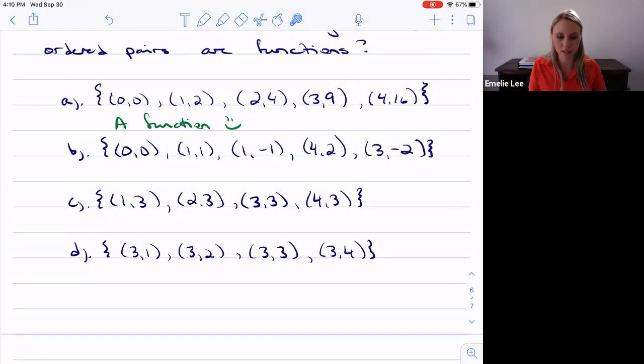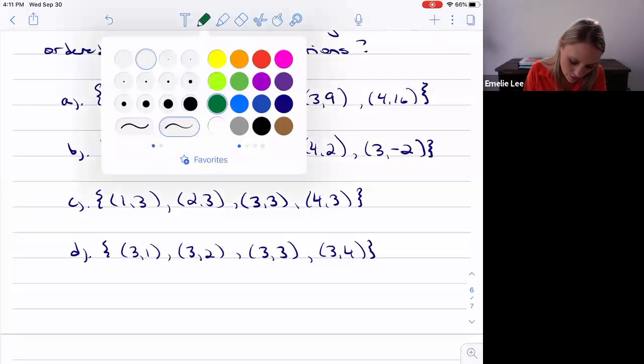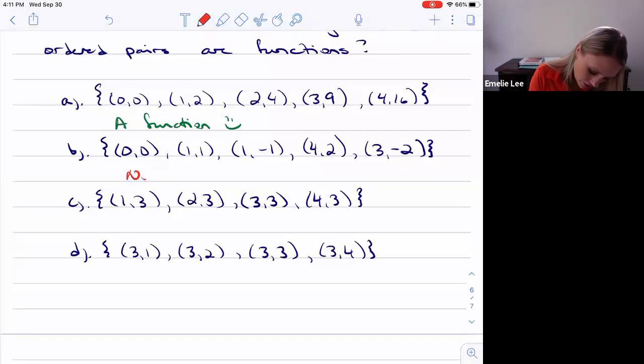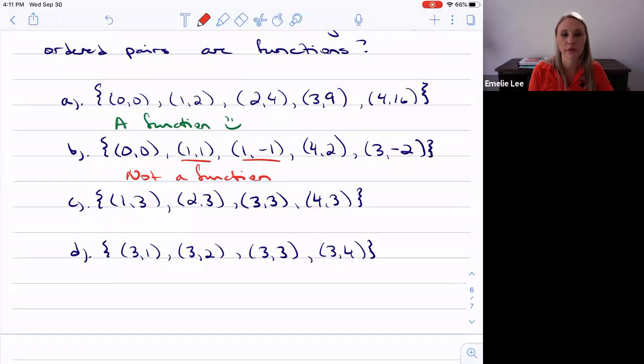What about the next one? So 0 goes to 0, that's fine. 1 goes to 1, okay. But then we have 1 goes to -1. So that's a problem because the input 1 can give me either 1 or -1, right? There are things that exist that make this happen, but it's not a function, right? And then 4 goes to 2 and 3 goes to -2, but because we already decided, not a function. And those two are the culprit.